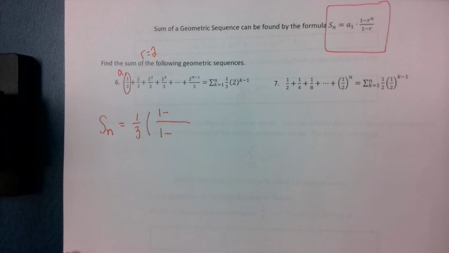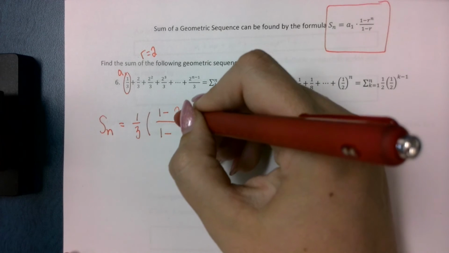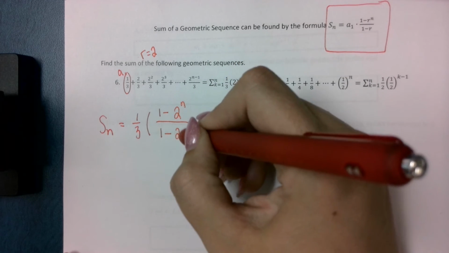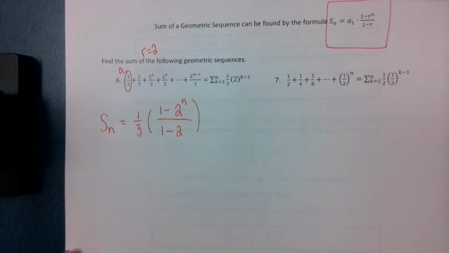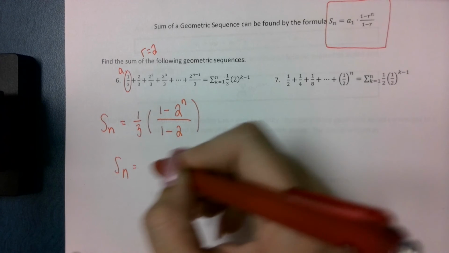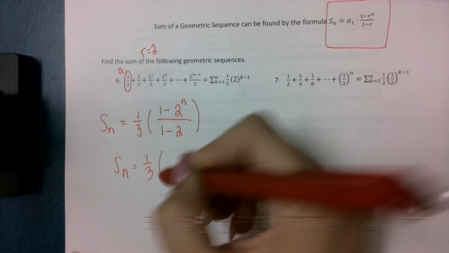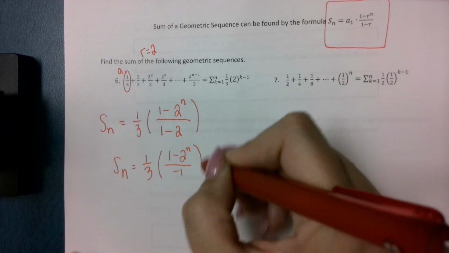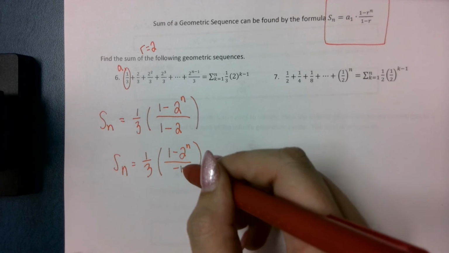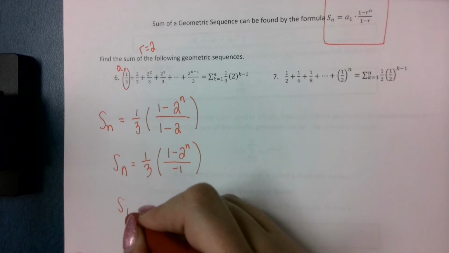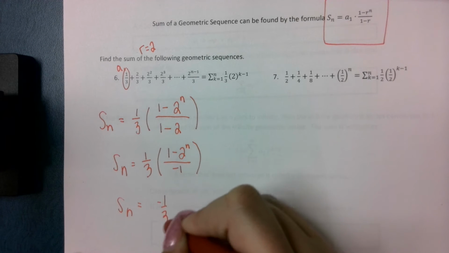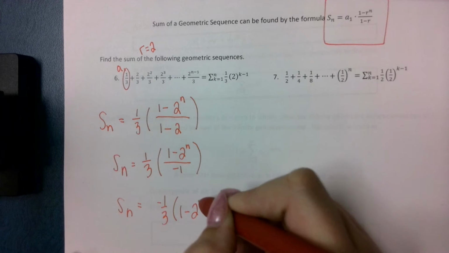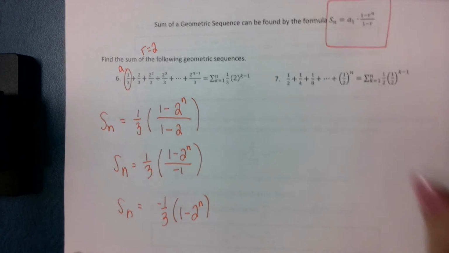I'm multiplying by 2 each time. So 2 to the n over 1 minus 2. So S sub n is equal to 1/3 times 1 minus 2 to the n over -1. Let's just move that -1 to the front there. So it'll be -1/3 times 1 minus 2 to the n. So that's our sum formula.